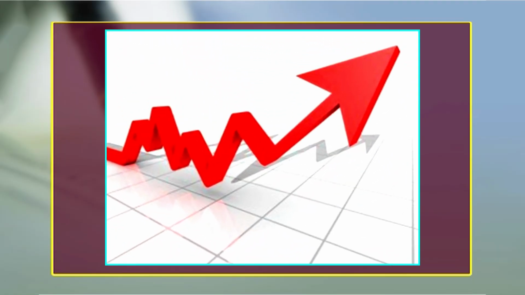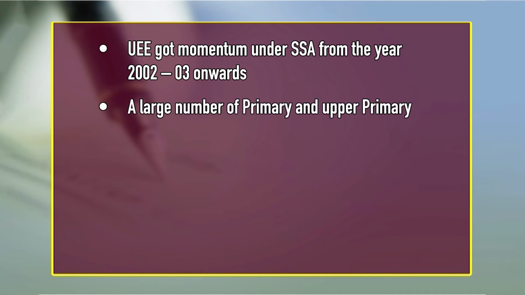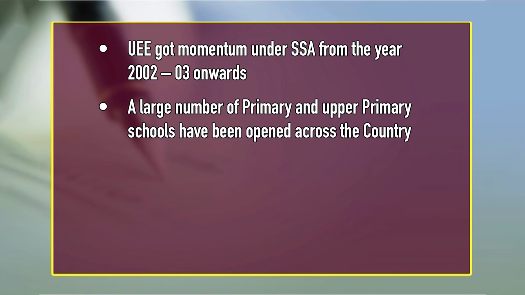These strategies under SSA were expected to improve pace and assure quality delivery in UEE. Since the launch of this flagship program, a number of studies have been conducted to assess the outcome and achievements thereof. Some of the major findings are: UEE got momentum under SSA from the year 2002-2003 onwards, and a large number of primary and upper primary schools have been opened across the country.